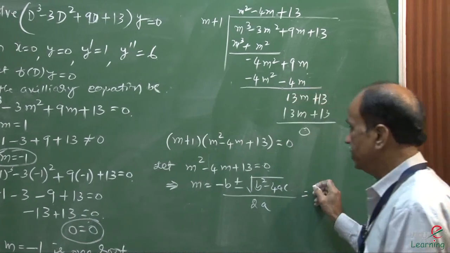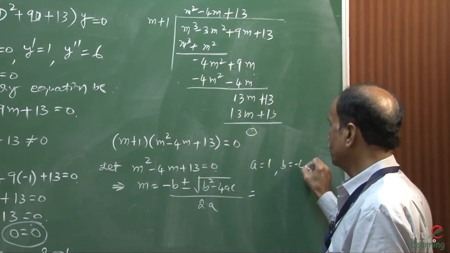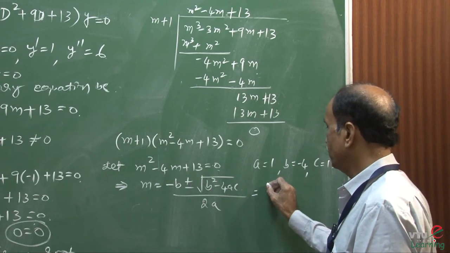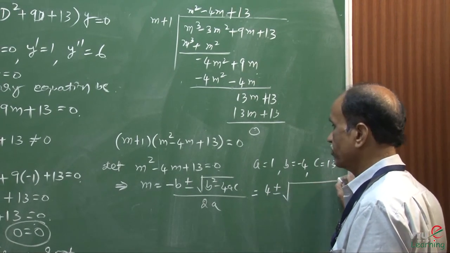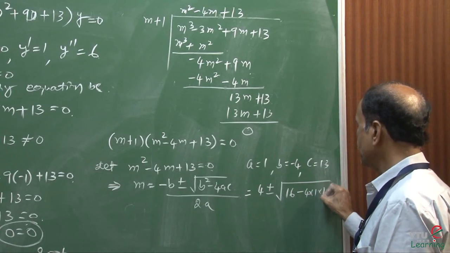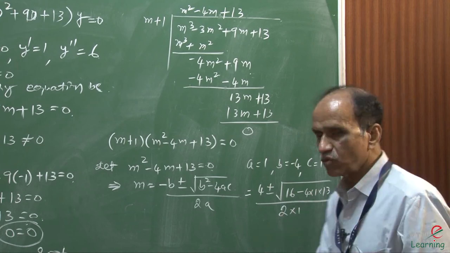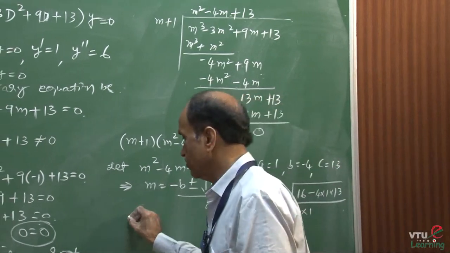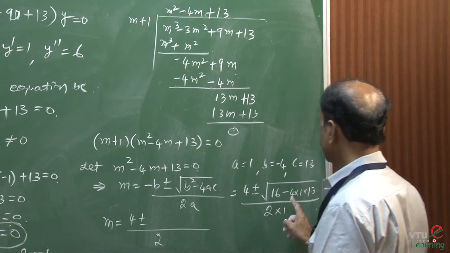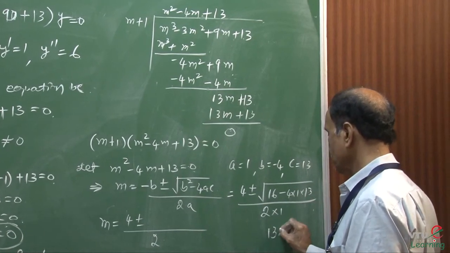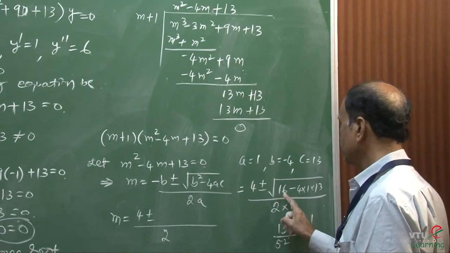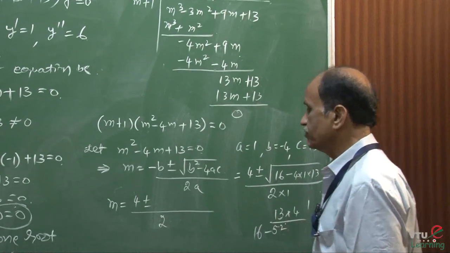What is the value? Here a equal to 1, b equal to minus 4 and c is equal to 13. Let us verify: minus b, that means minus 4, that becomes plus 4, plus or minus root of b square, it is 16, minus 4 a c, that is 4 into 1 into 13, divided by 2 into 1. Then what is the numerator simplification? M is equal to 4 plus or minus root, divided by 2, and 13 into 4. So, 13 into 4 means what? 4 threes are 12, plus 1, that is 52. Therefore, 16 minus of 52, how much are you getting?